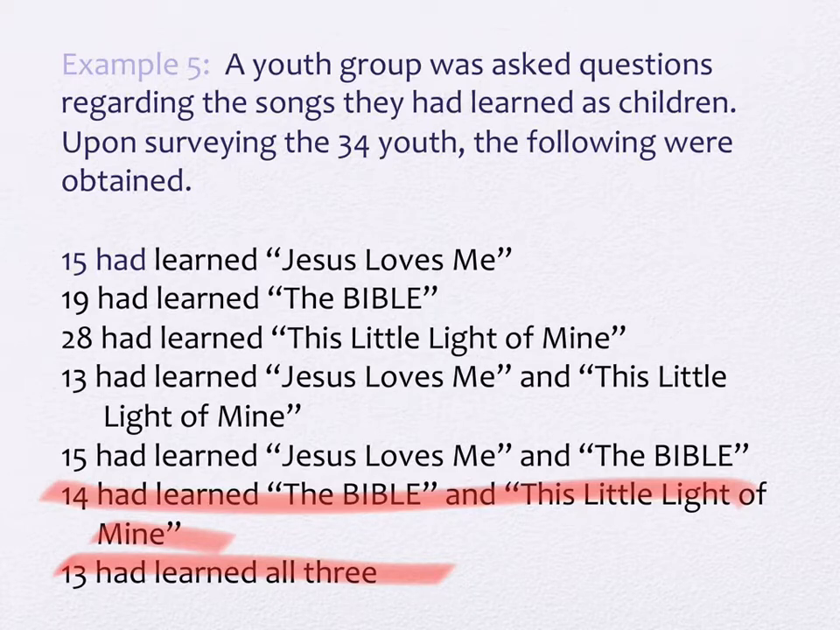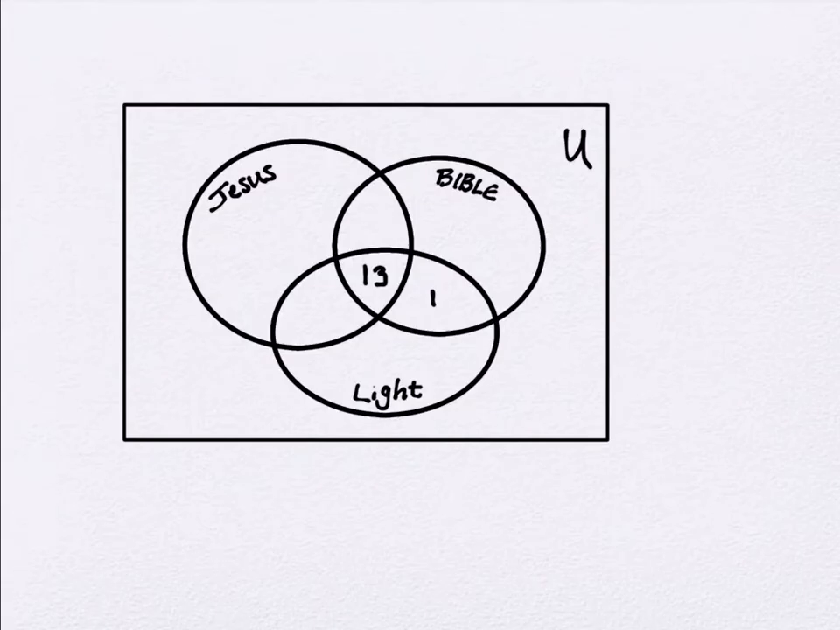You guys said you wanted to go up, so we'll go up to the next one. 15 had learned Jesus Loves Me and the B-I-B-L-E. So that's the top fish, right? The top overlapping part. And I already have 13 in the middle, so how many more do I need? 2 in the outer region here. So the 2 and the 13 add up to 15.